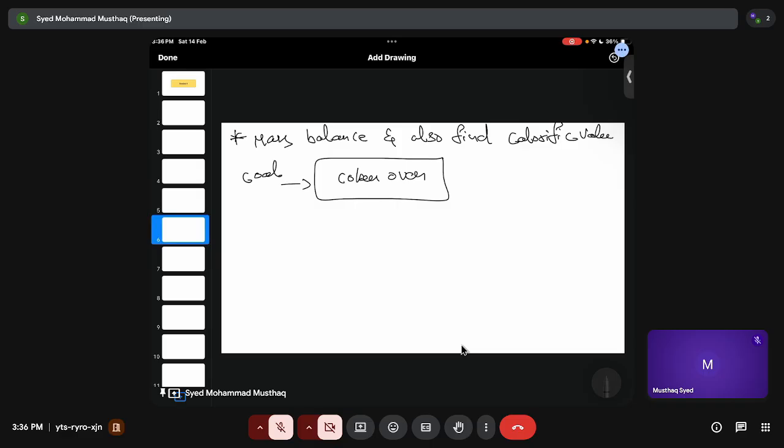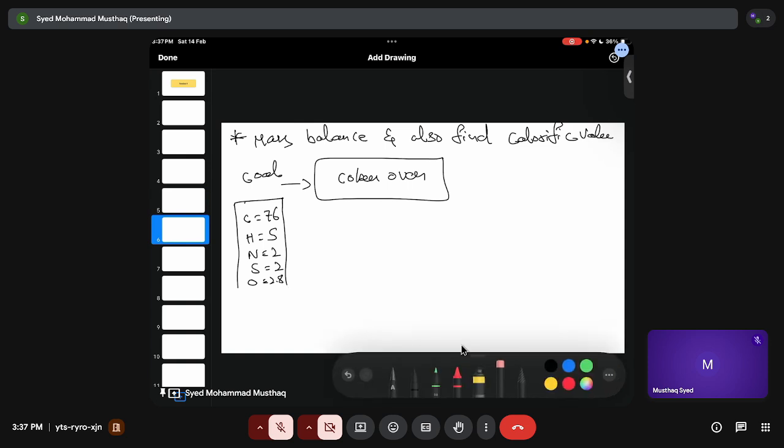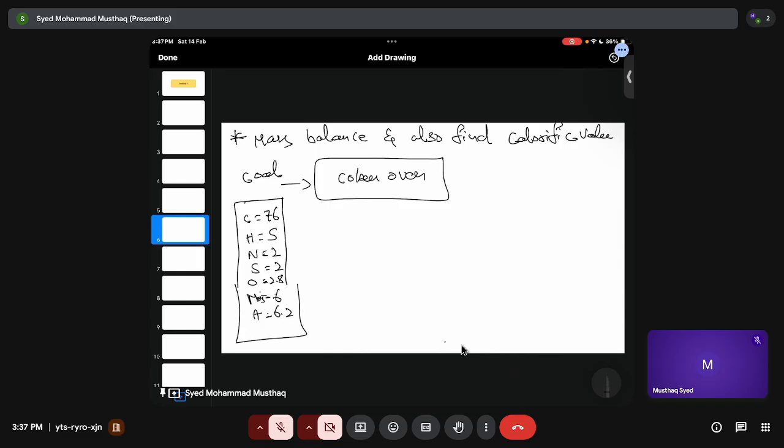So let's do it now. Let's say I have carbon of 76, hydrogen of 5, nitrogen of 2, sulfur of 2.8. It already has moisture of 6% and ash is 6.2%. This is my initial coal. Okay, and then from that we get a coke.